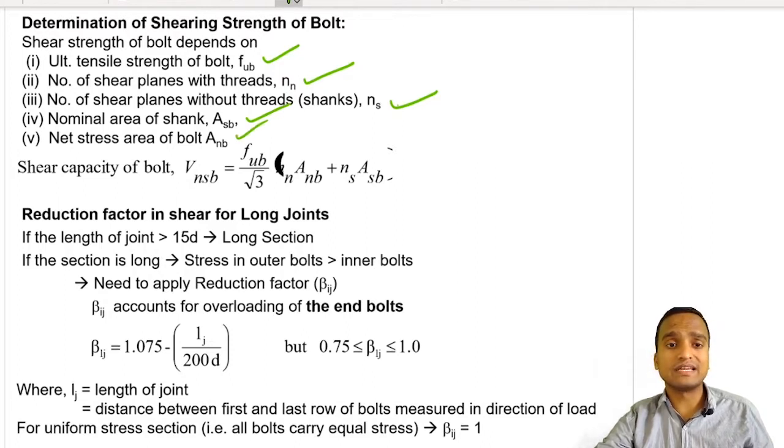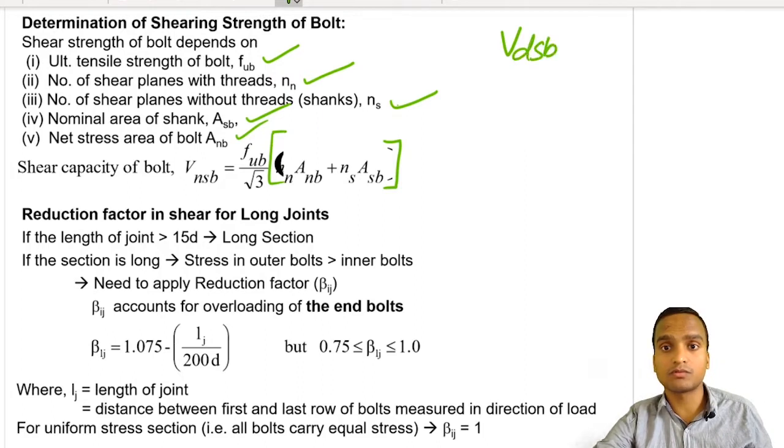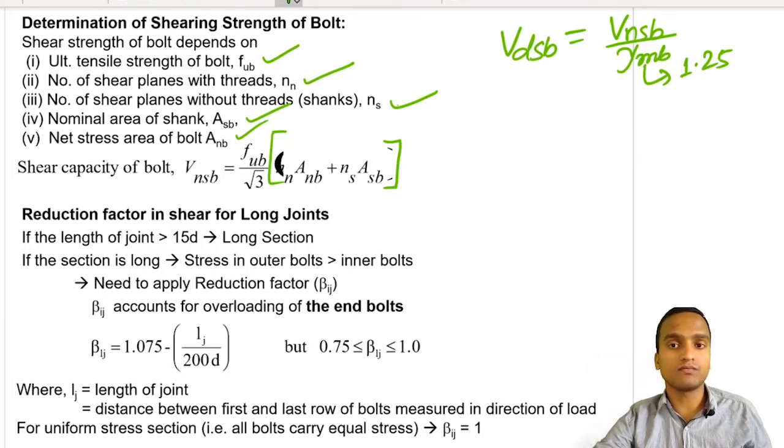So this is the shear capacity of the bolt as given in the IS code, and a little misprinting is done in this PDF, but you can understand VNSB is the nominal shear capacity of the bolt, not the design shear capacity of the bolt. Design shear capacity of bolt VDSB will be equal to VNSB divided by gamma MB, and gamma MB is equal to 1.25. So we are here calculating VNSB, the nominal shear capacity of the bolt.